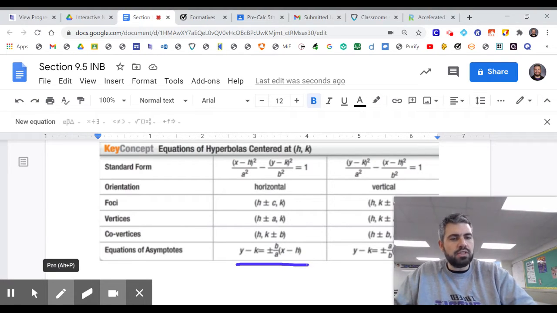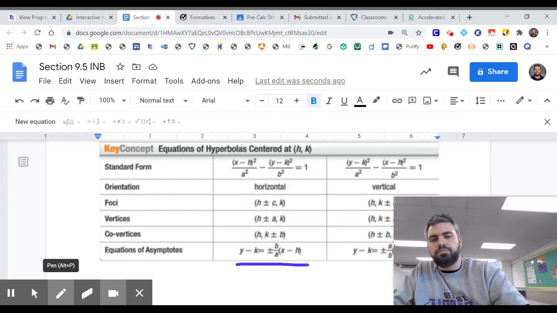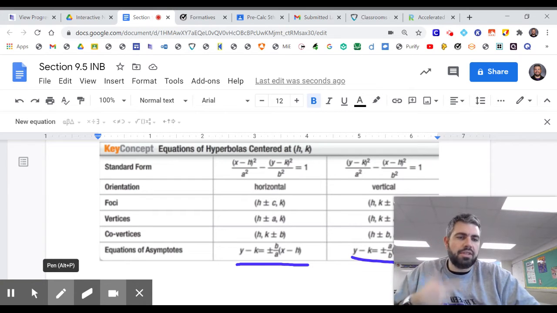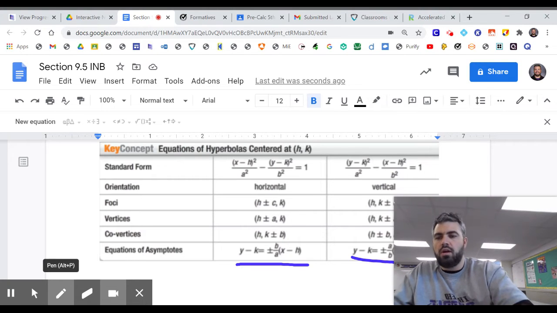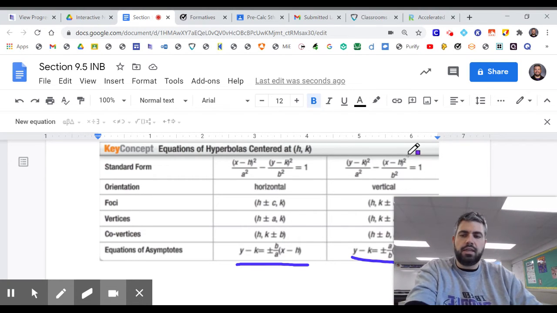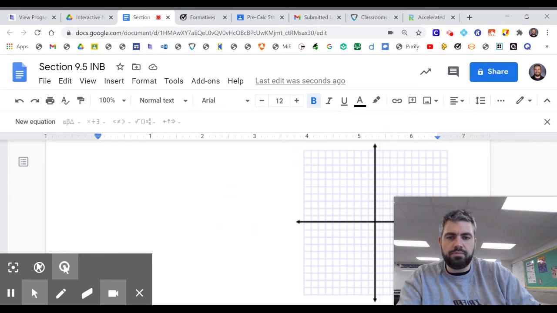And so if they give it to us in slope-intercept form, we can still use a and b for our slope, but we can't really get h and k from that unless we had some other information, right? And remember that when we're looking at vertical, it's a over b, and when we're looking at horizontal, the slope is b over a. All right, so let's take a shot at a problem, okay?